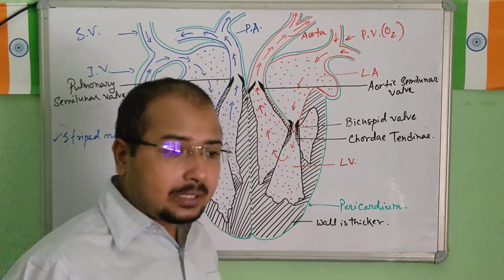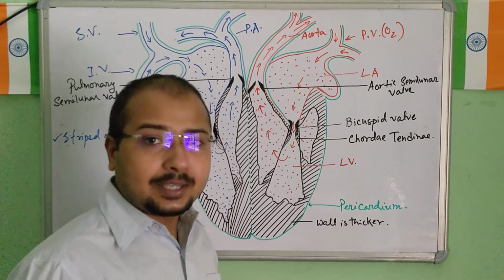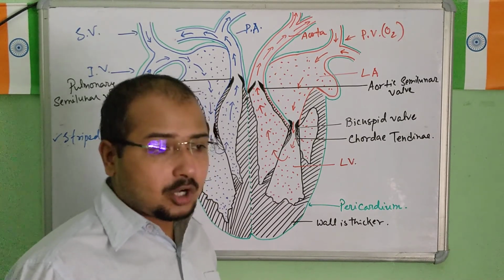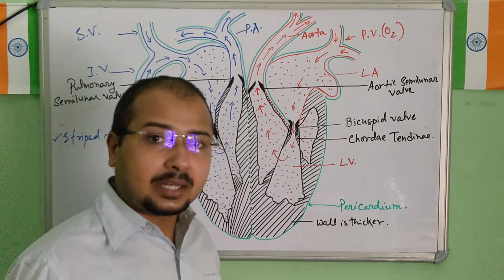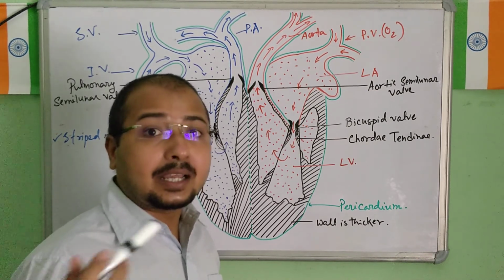One minute is equal to 72 heartbeats. So in one minute, if you calculate, you will come to know that approximately 5 liters of blood is pumped out by the heart per minute. That is 72 beats. This is the cardiac output.